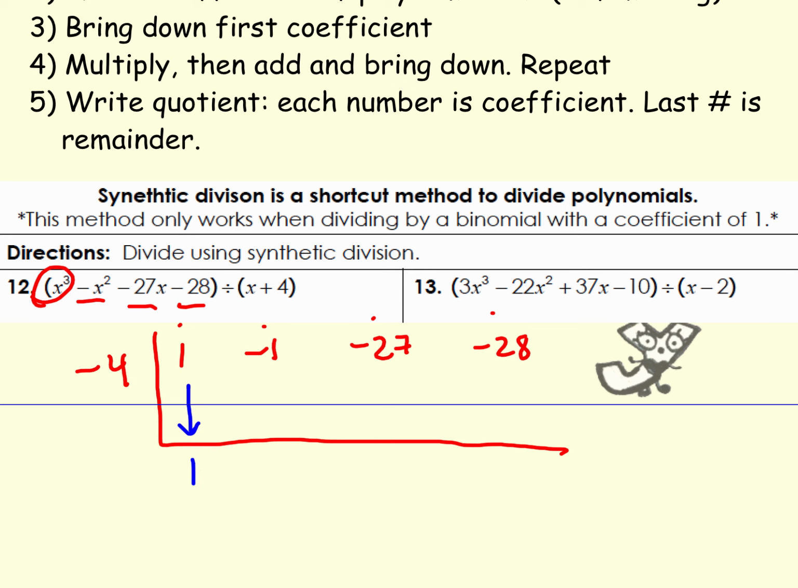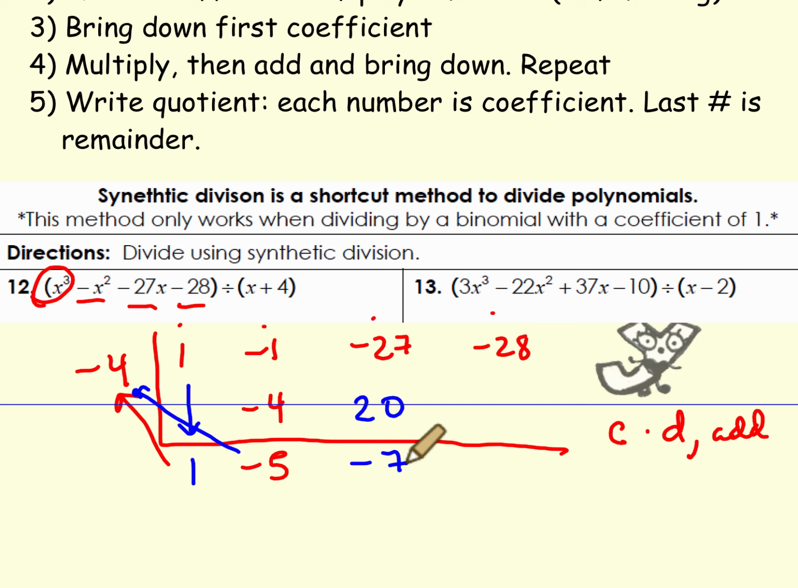Then, after that, it's always multiply the coefficient by the divisor, 1 times negative 4, and then we add. Okay, so negative 1 and negative 4 makes negative 5. And now I'm going to do negative 5 times negative 4. So that makes positive 20, and then I add. Negative 27 plus 20 makes negative 7.